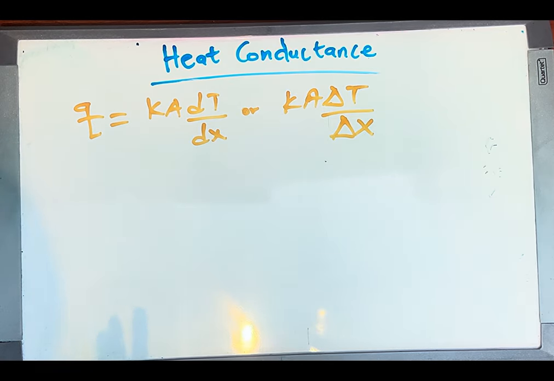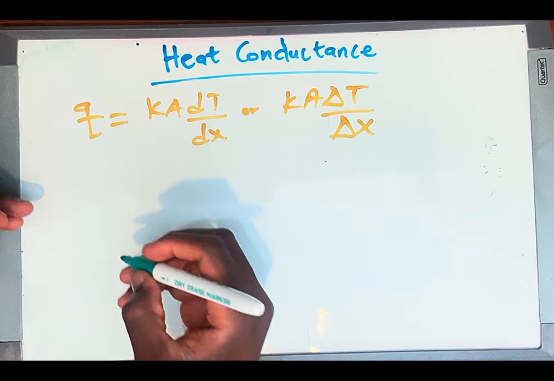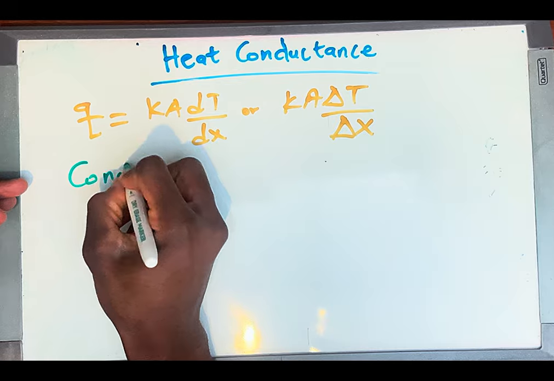The A is the cross-sectional area. The dT is the change in temperature. The x is the thickness or the distance that the heat has to travel through. In this session, I'm going to introduce this term called conductance.